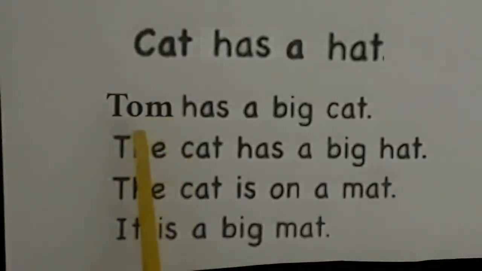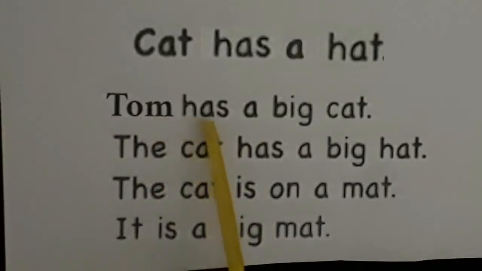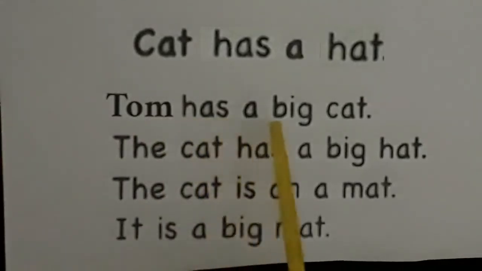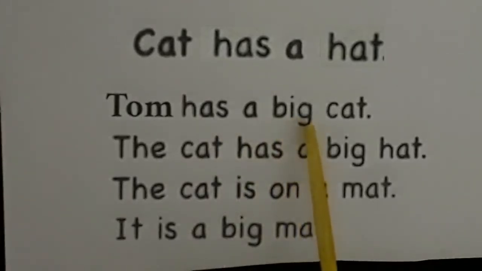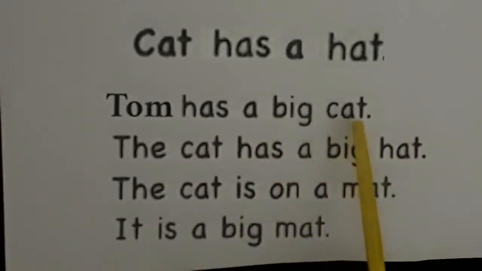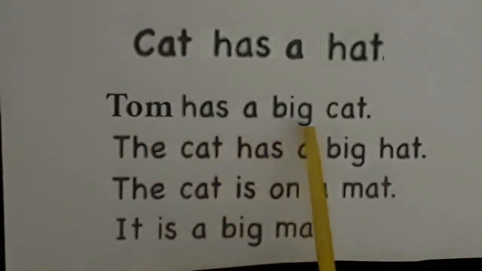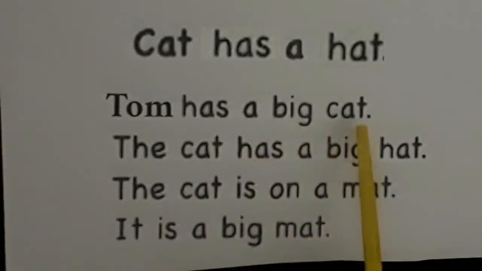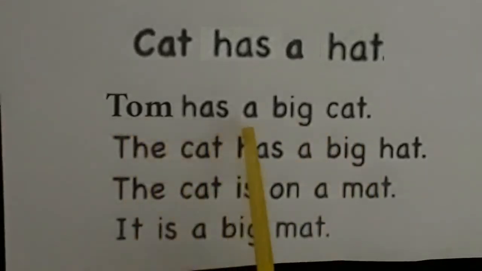T-O-M Tom. Then H-A-S has. A B-I-G big. C-A-T cat. Then full stop. Tom has a big cat. Tom के पास क्या है? Big cat.